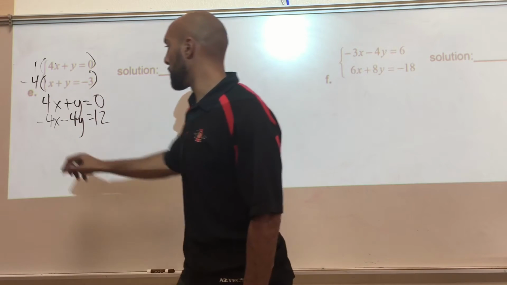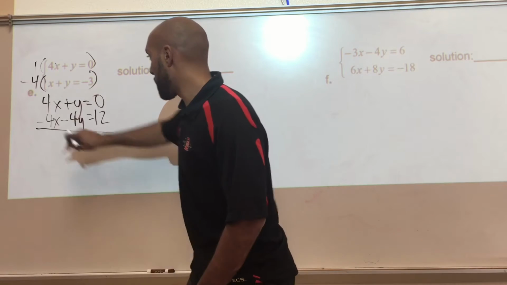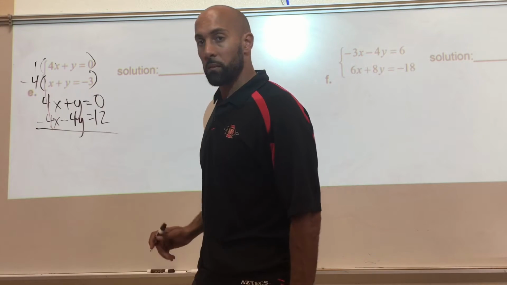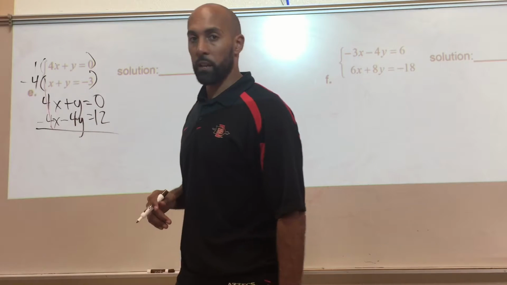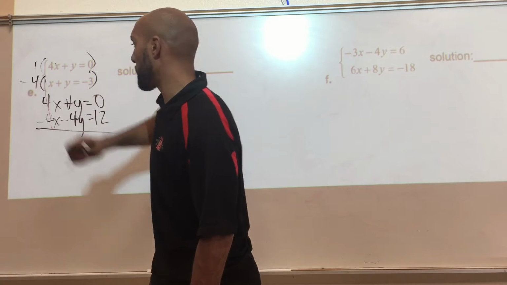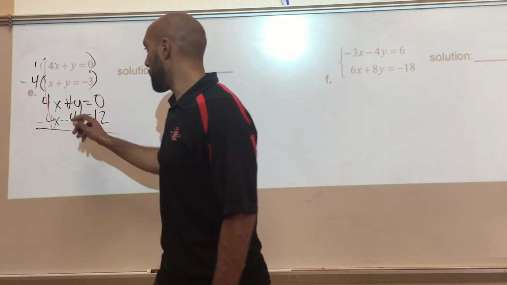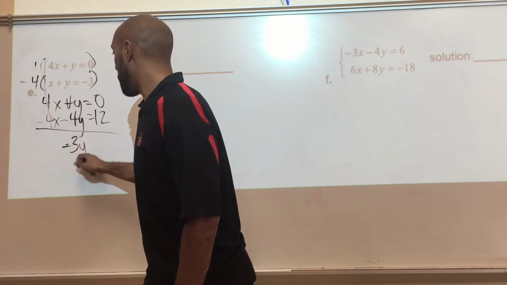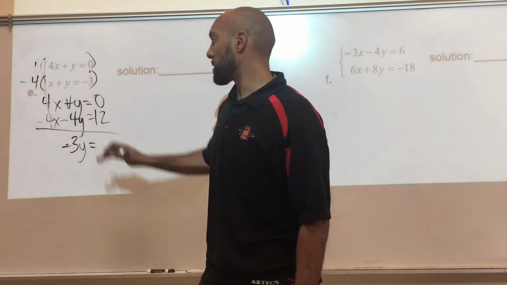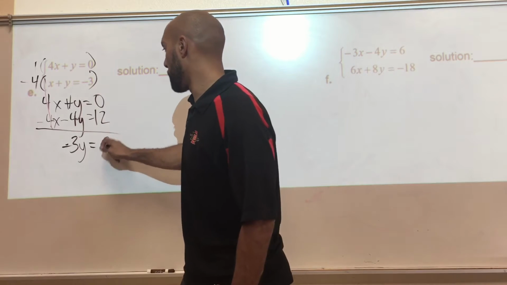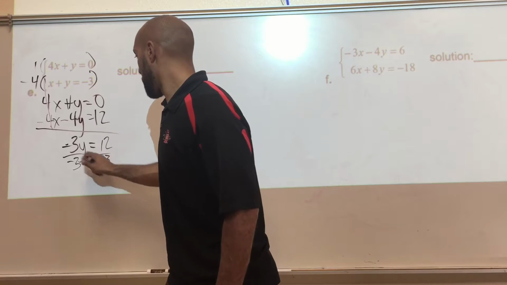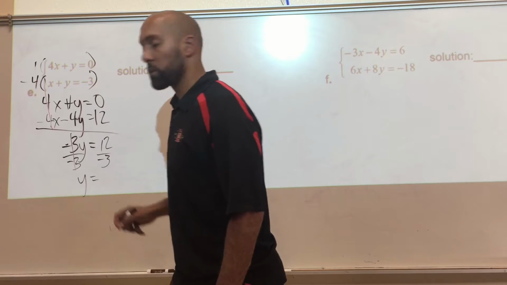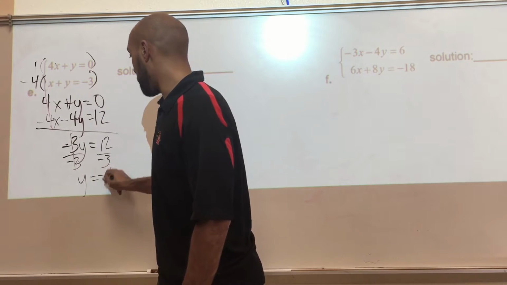Negative times negative. Okay, now our x's cancel, and now we have y minus -4, which really is just 1 minus 4, which is -3y. Okay, then 0 plus 12, 12, and divide both sides by -3. Y is equal to 12 divided by -3, -4.